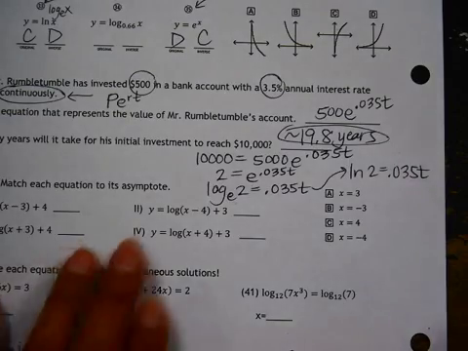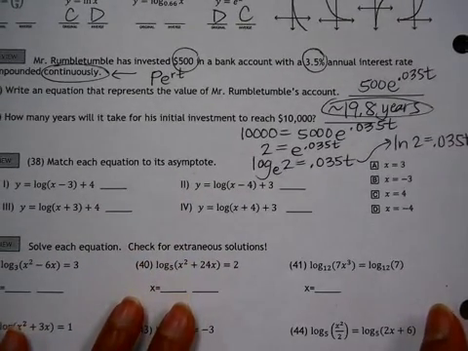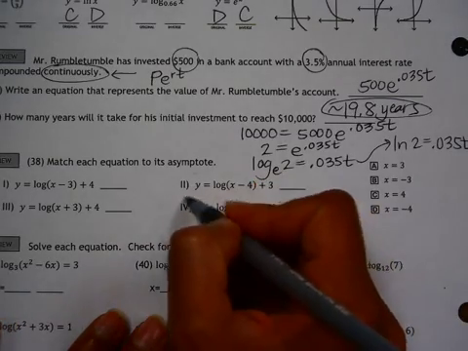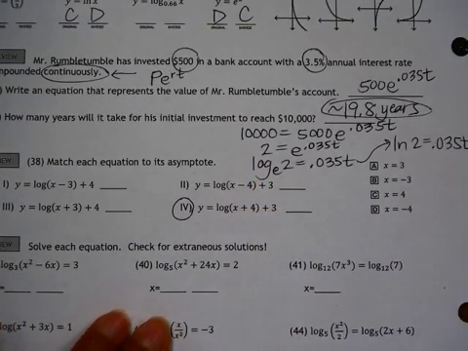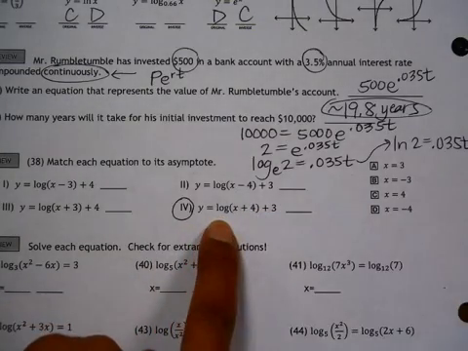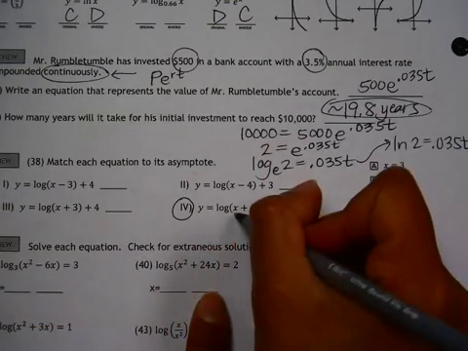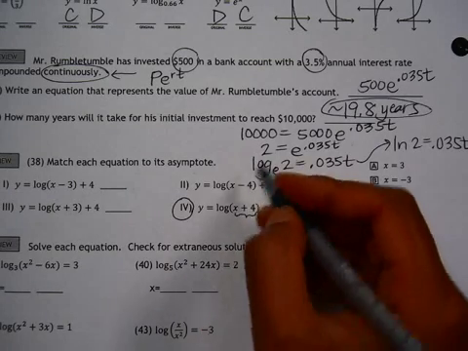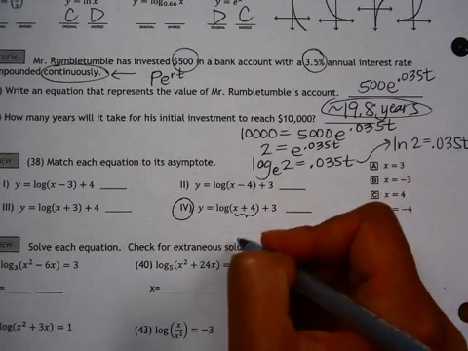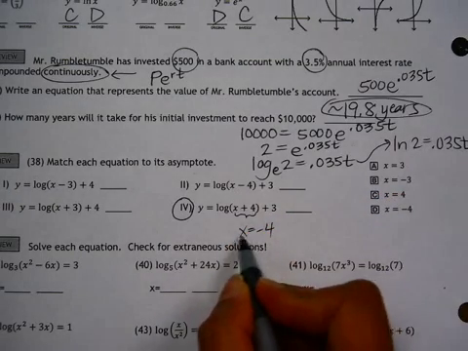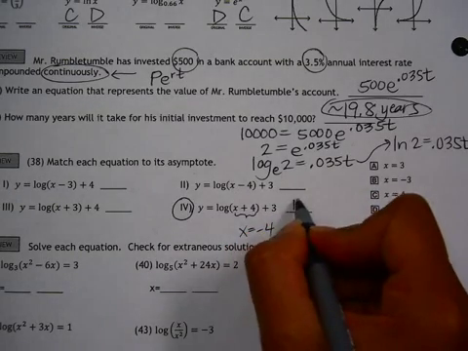Now, lastly, we're going to look at matching a log equation to its asymptote. So let's look at just one of these as an example on problem 38, number 4. In this log equation, an asymptote means where the graph is approaching but never actually hits. So in this case, we're going to look at what makes the argument of the log equal to 0. The argument of log would become 0 only when x is equal to -4. So this is the equation of the asymptote. So this would be equation D.